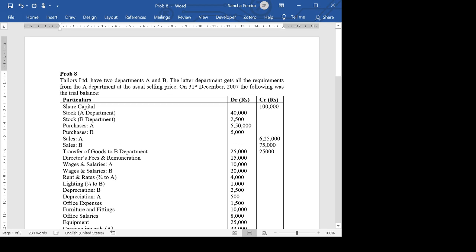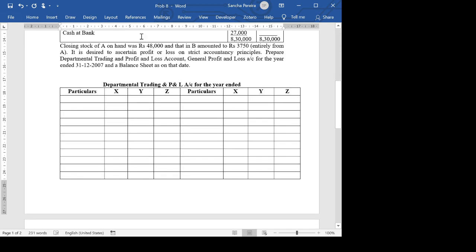So we are preparing, this is Taylor's Limited. So in the books of Taylor's Limited, departmental trading and profit and loss account for the year ended 31st December 2007. Okay, we just have actually two departments, A and B.